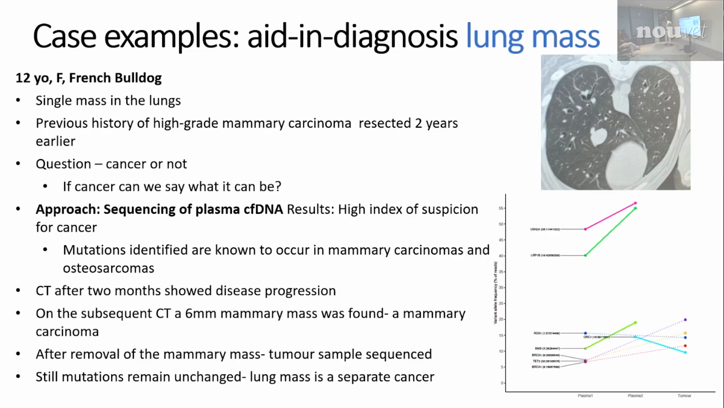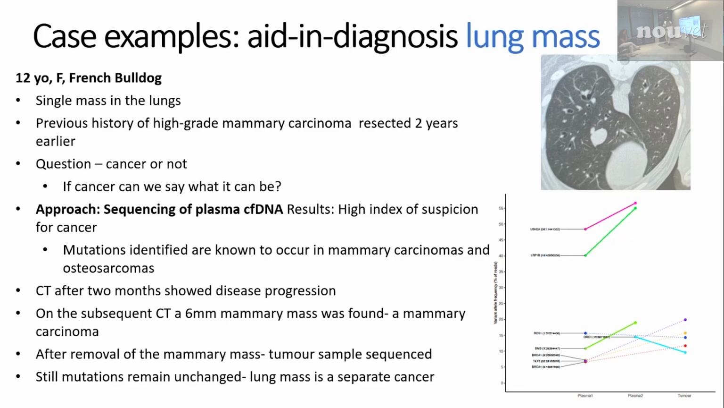And then, of course, the liquid biopsy can be used in different scenarios, right? So in this case, it was used as an aid in diagnosis. The dog had a mammary carcinoma removed 2 years before, then comes out for another recheck, and they found a mass in the chest. That is slowly growing, but they are not sure what it is, right? So we did liquid biopsy, and we found mutations in the circulation, suggestive of a neoplastic process.